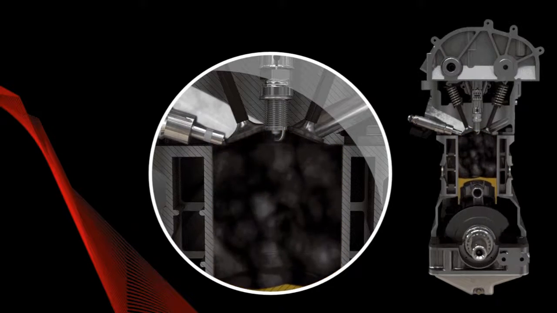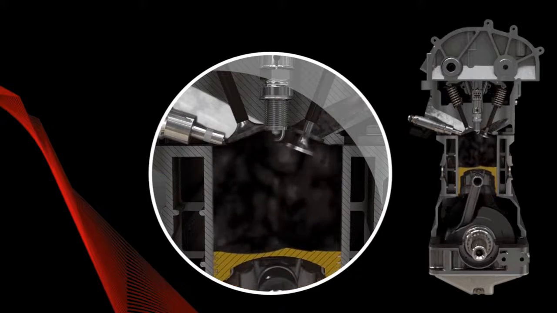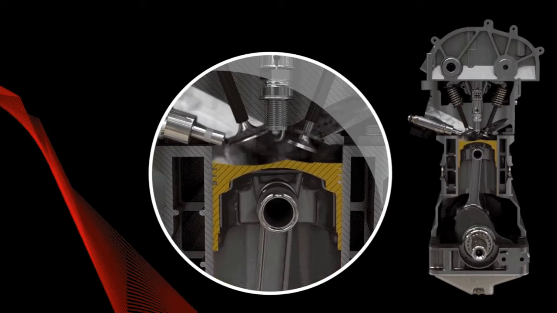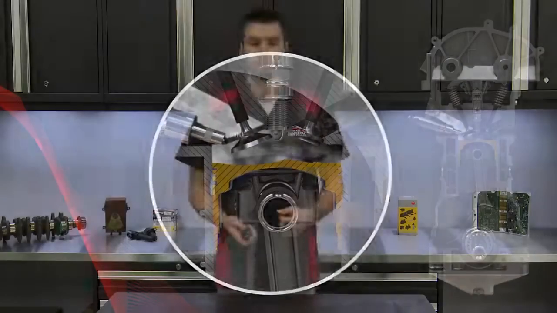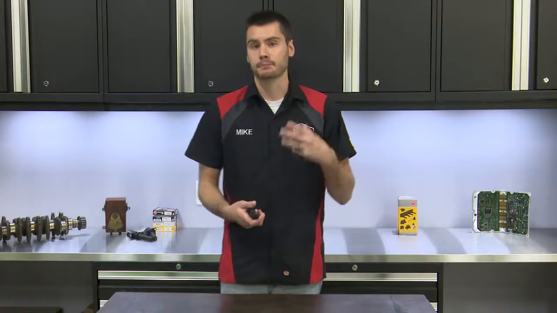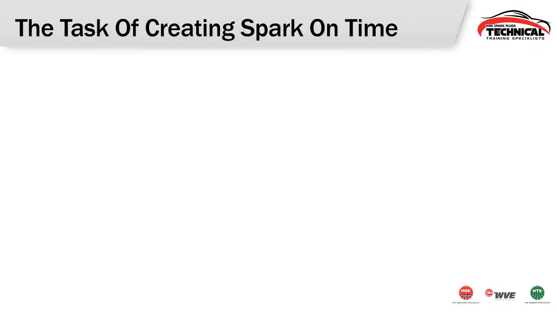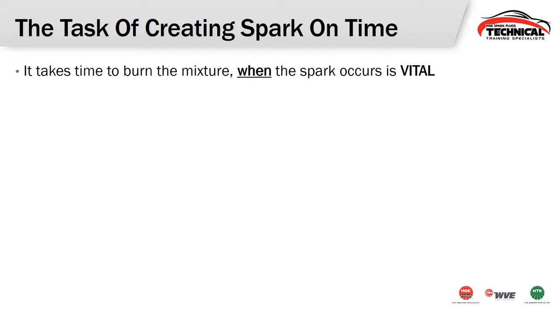And now at the bottom, we need to exhaust, we need to get rid of all that spent mixture. We bring it up on the exhaust stroke. So that timing, that spark happening at the end of the compression stroke, is vital to the way this engine runs. Now it takes time to burn that mixture. It takes a little bit of time. It doesn't happen instantly. It doesn't burn it all off instantly. So again, that spark occurring and when it occurs is vital.